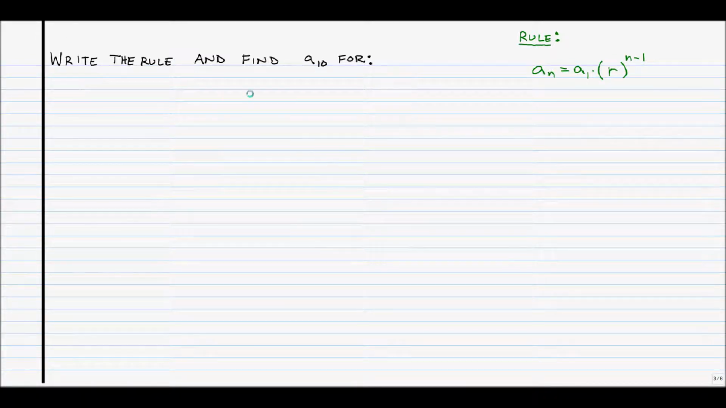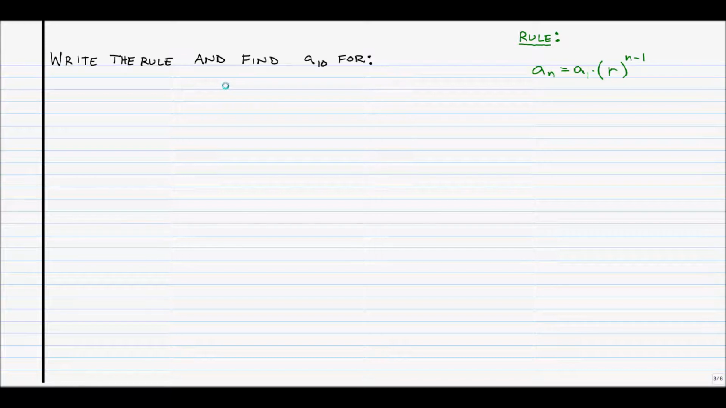Let's practice the real skill that we want, which is being able to write a rule and find any term from that rule. So for this next part, we're going to do the first big kind of problem. Write the rule, find the 10th term. Pretty standard thing. You might ask, why aren't we finding like the 400th term of the sequence? Well, you'll see pretty quickly in just a few minutes why that would be a bad idea.